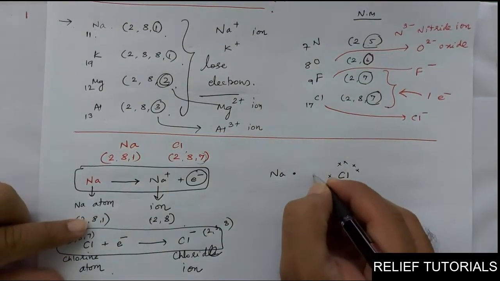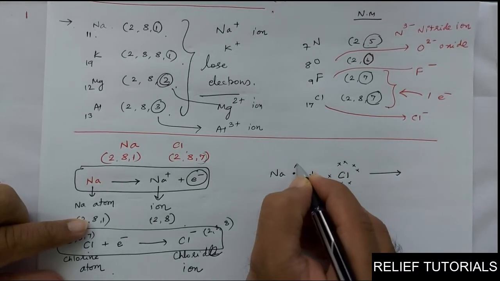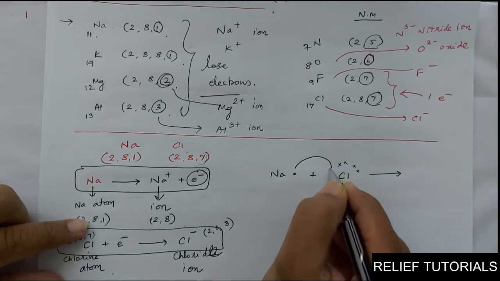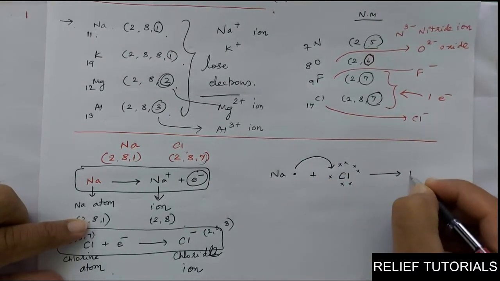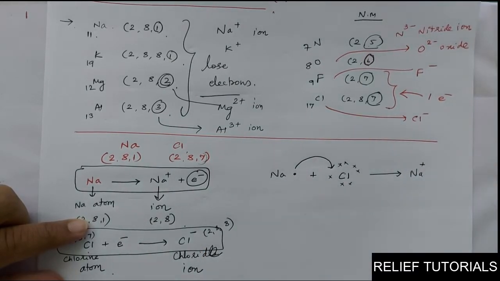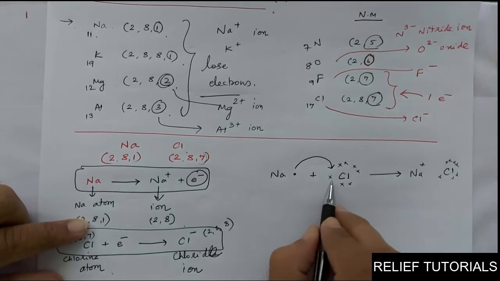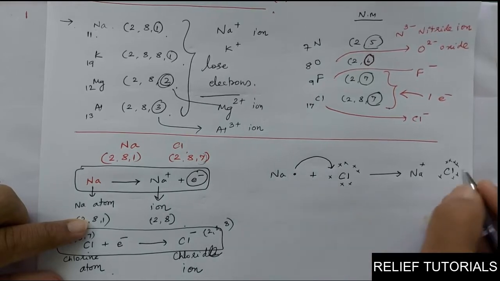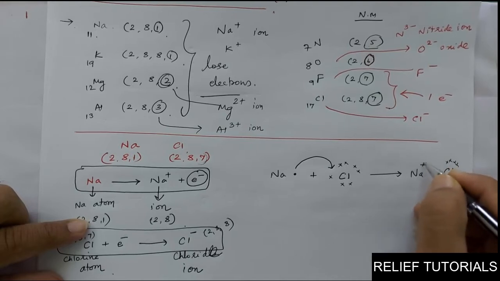Okay, so when they react with each other, what happens? This one electron from sodium is lost and added to chlorine. So what happens? Sodium, after losing this electron, forms a positive ion, and chlorine, which was having 1, 2, 3, 4, 5, 6 and 7 electrons already, gains 1 electron. So this is the sodium positive ion and this is the chloride negative ion.